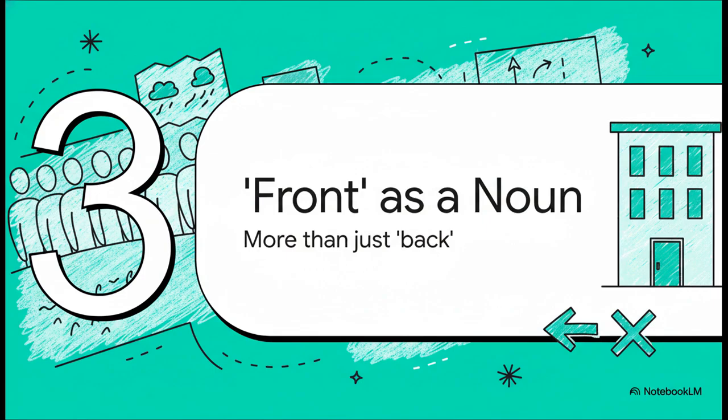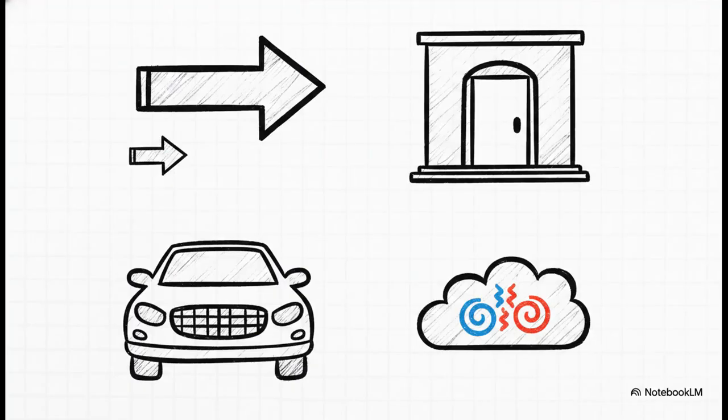Okay, let's get into the nitty-gritty. We'll start with the one we all know best, front, used as a noun. Now, this might seem totally obvious at first, but trust me, it's about way more than just being the opposite of back. So as a noun, front can mean the opposite of back. Of course, it can be the forward-facing side of something, like a car, or the side of a building with the main door. But then, it takes this completely different turn. It can also be a weather front, where cold and warm air meet. Just right there, that's 4 totally separate meanings.